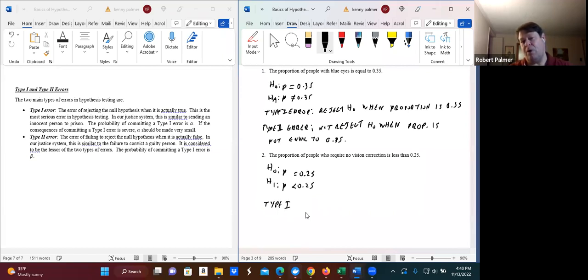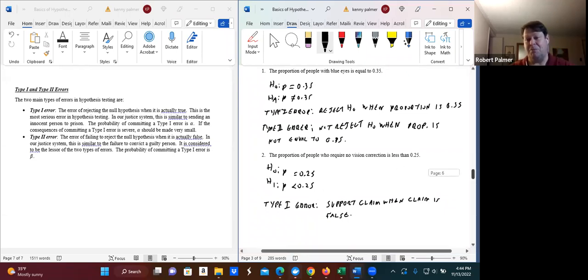So the type 1 error would be to reject H0, or you can put this in slightly different wording, support the claim, when the claim is false. So you support the idea that the proportion requiring no vision correction is less than 25%. Well, that's not true. And that would be like sending an innocent person to jail.